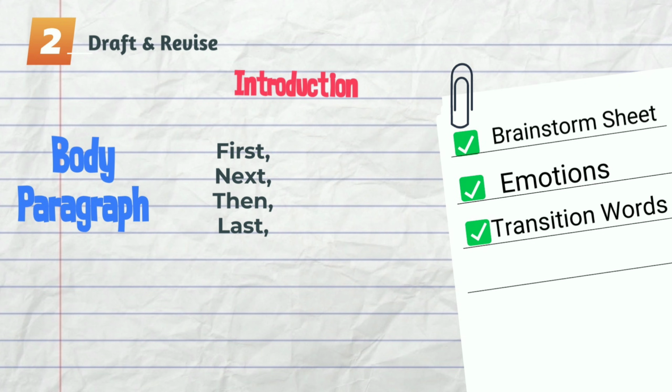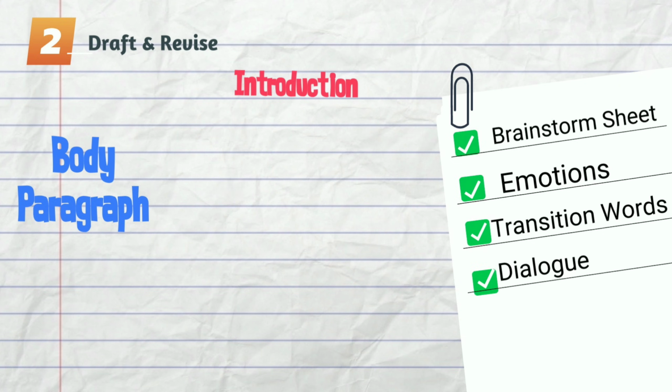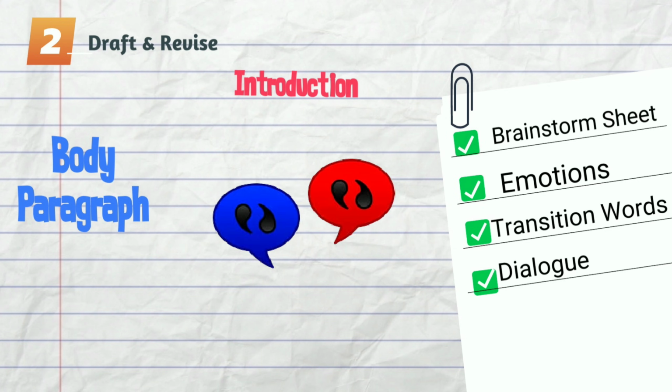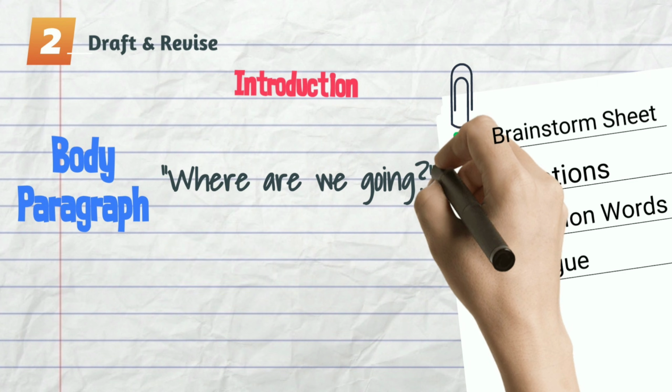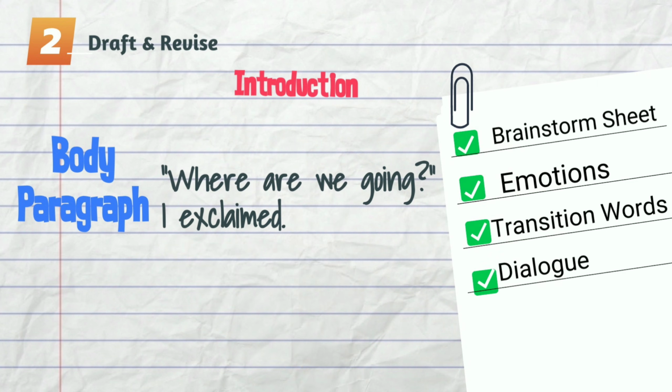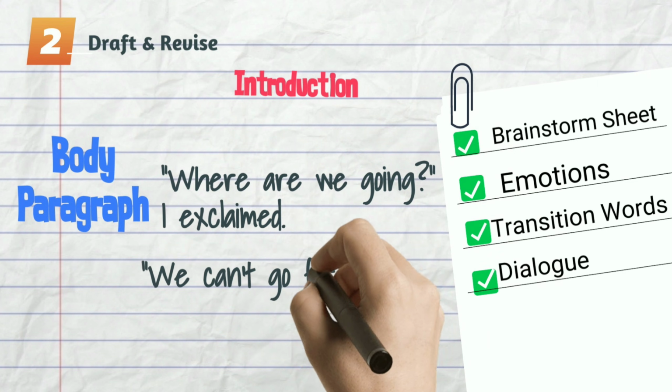Insert some dialogue between you and other characters in the story. Add quotation marks around the speaker's exact words. "Where are we going?" I exclaimed. "We can't go for a vacation," Laura cried.